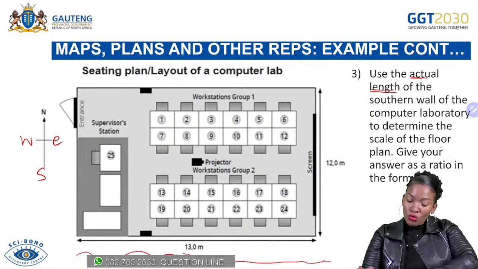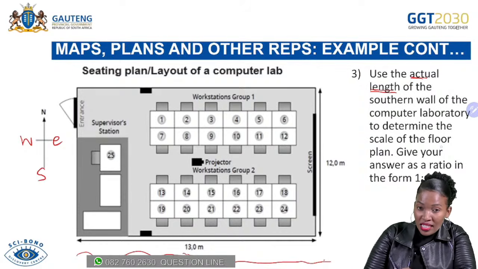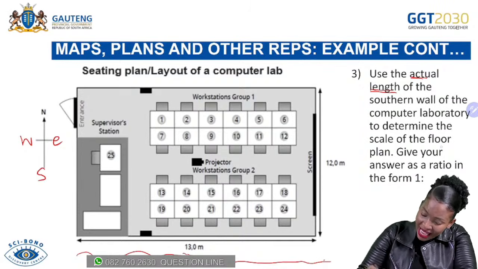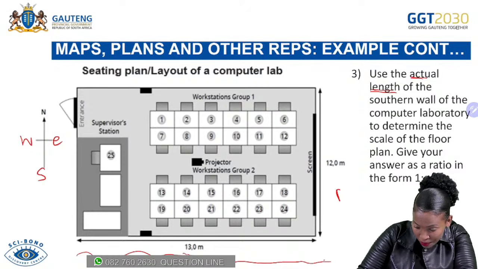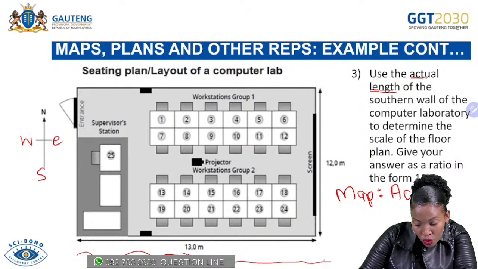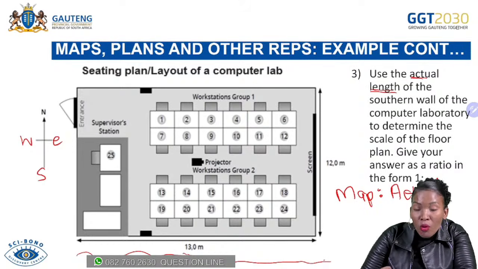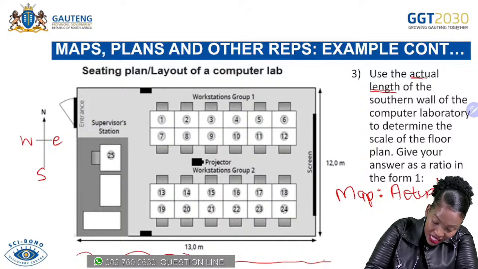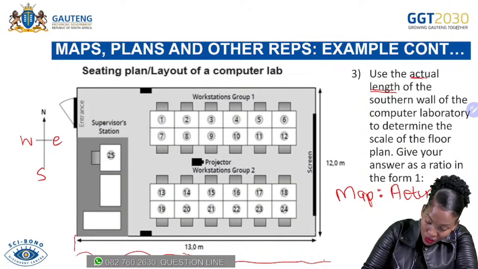So what you are going to do, you are given the actual distance. What you must now determine is the map distance, or the distance on the paper. Remember, your scale will always be written in a ratio form. And in that ratio form, it is always your map distance is to your actual distance. So in this instance, you are going to take your ruler and measure the distance from here up to here.